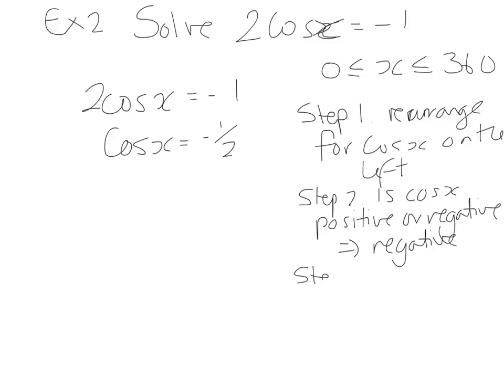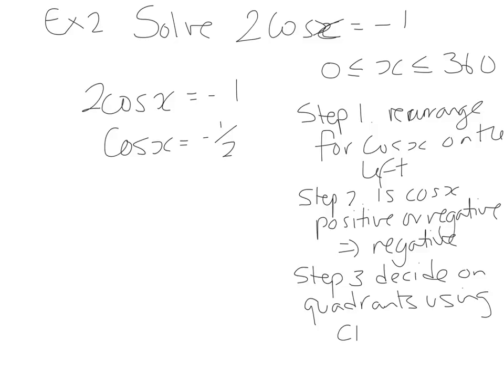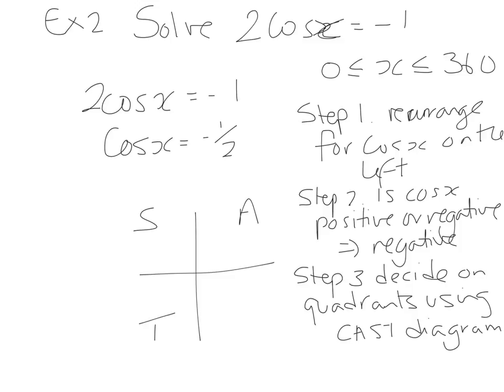And then for step 3, decide on quadrants using the CAST diagram. Okay, so we'll put that here because I'm going to have to move on to another slide anyway. So it's all sine, tan, cos.